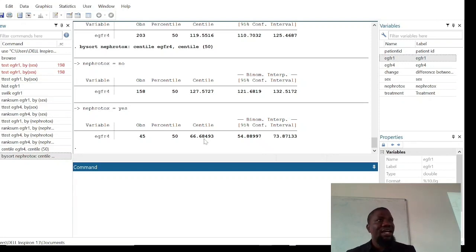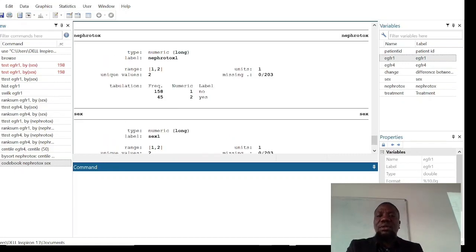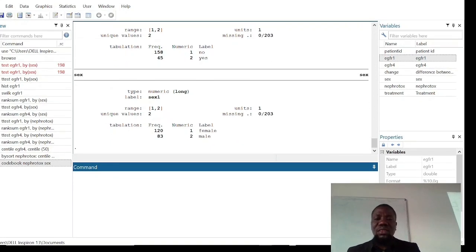Nephrotoxicity has two groups. It's those that had nephrotoxicity and those that did not have. Right? The same thing with sex. It had two groups. Those who were male and those who were females. So you can still see this code book, nephrotoxicity and sex, and it's telling you that nephrotoxicity had two groups. It had two numerical values. One was those without nephrotoxicity, two was those with nephrotoxicity. Same thing with sex. One, those that were female, and two, those that were male.